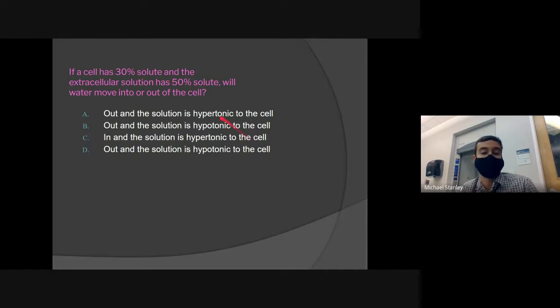So the second part of these questions, so obviously we had 3 outs over here. The second part of this is: is the outside solution a hypertonic solution, or is the outside solution a hypotonic solution?